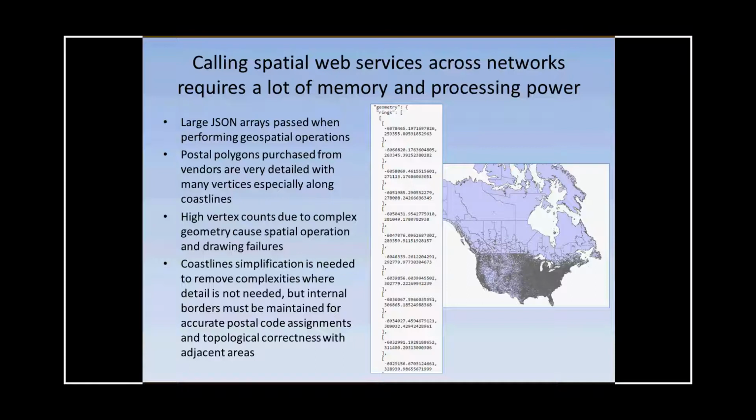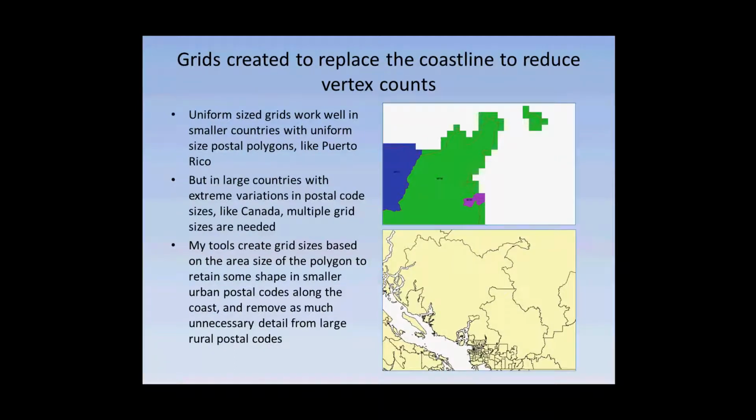need those to be accurate because they abut adjacent territories, must be topologically correct, and must also maintain the shape so they tie back to the streets that contain the addresses. So I've created grids to replace these coastlines and reduce the vertex counts.